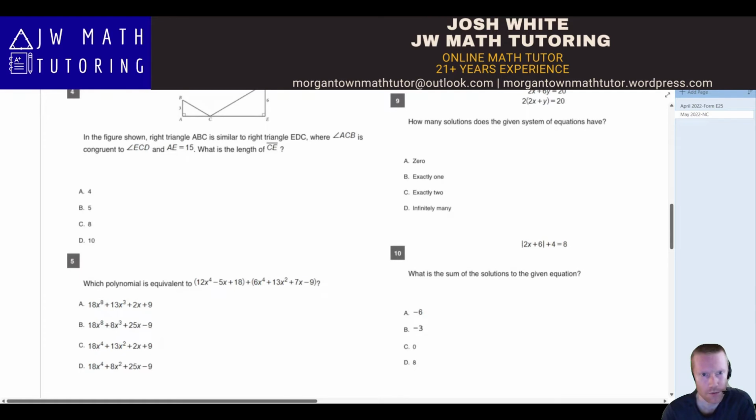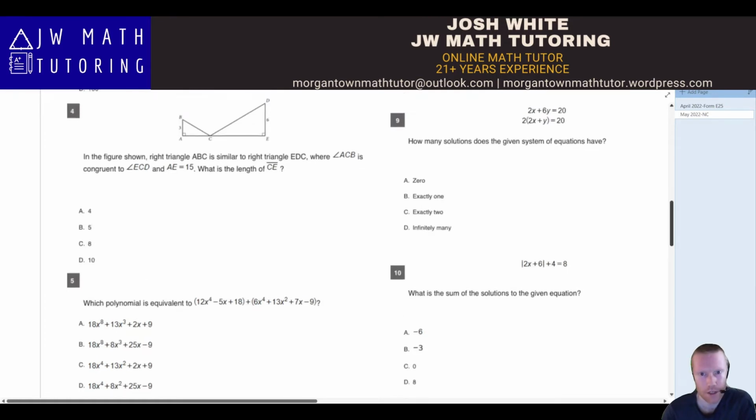Next problem is number 4. It deals with a little bit of geometry, specifically similar triangles. They tell us that angle ACB right here is congruent to angle ECD right here, so these two angles are congruent. They also tell us that AE, the whole thing, equals 15, and they ask for the length of CE.